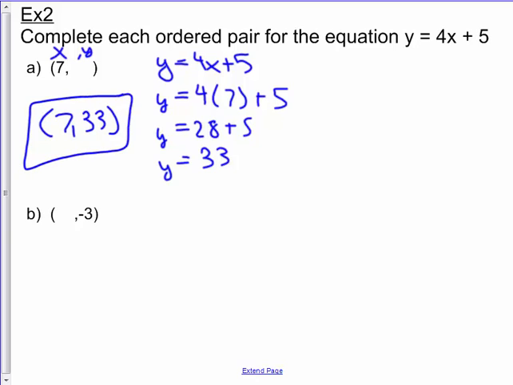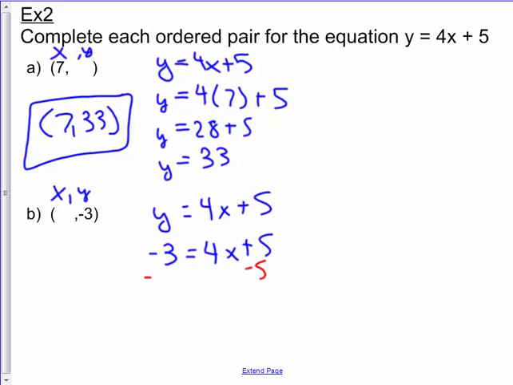When I put in a 7, I get out a 33, kind of the input-output idea. In B here, now in B I'm given y. So I'm looking for x. So wherever there's a y, I'm going to put in negative 3. 4x plus 5.